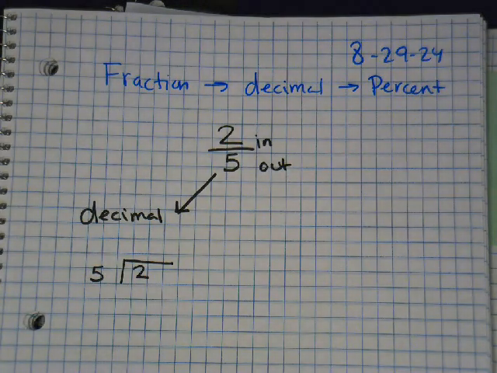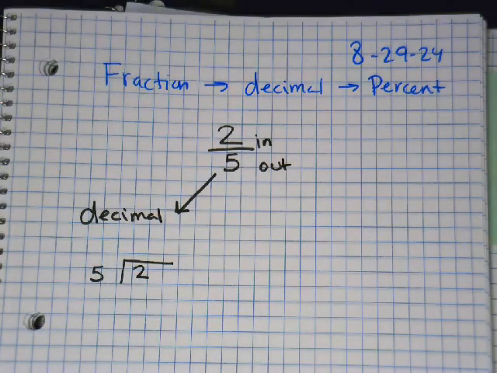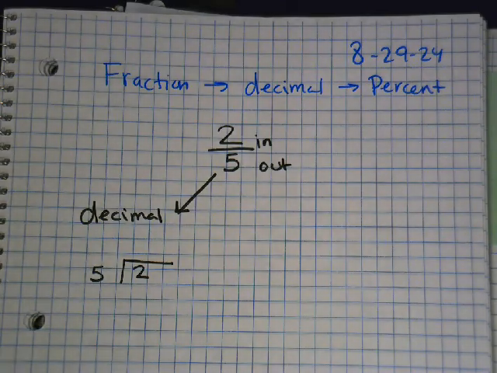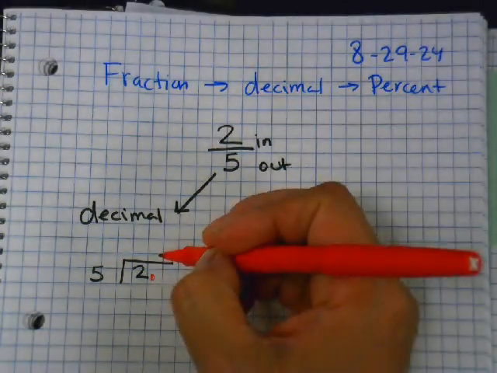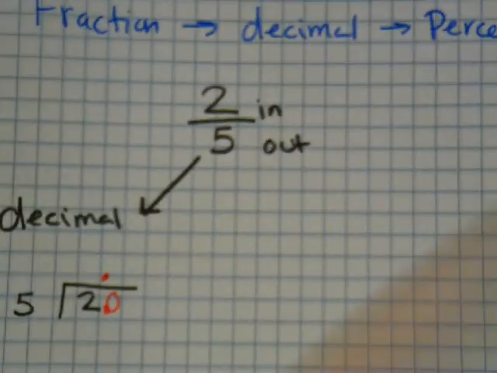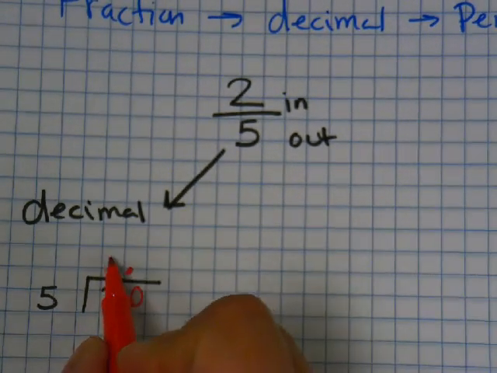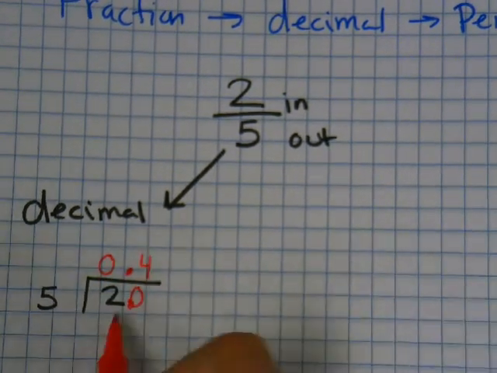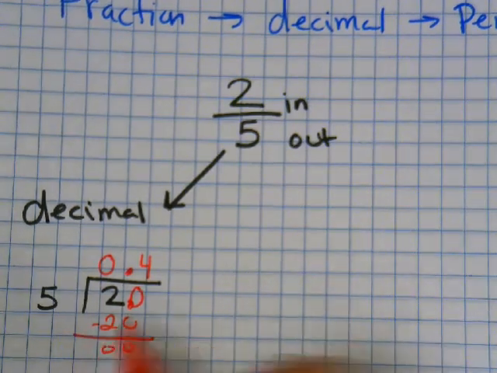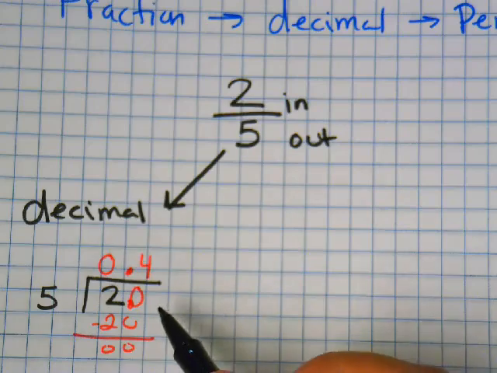Okay, but 5 doesn't go into 2. So what do I have to do? Add a 0 and a decimal. Good. So now we have 20. How many times does 5 go into 20? 4. So we have 4, and that gives me 20, and I'm done. Fantastic. So my decimal is equivalent to 0.4.